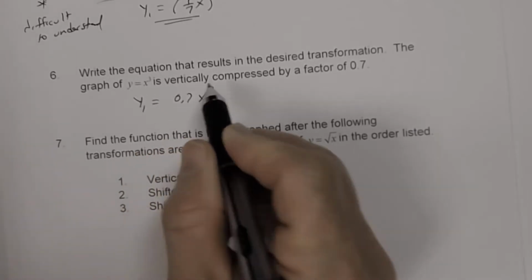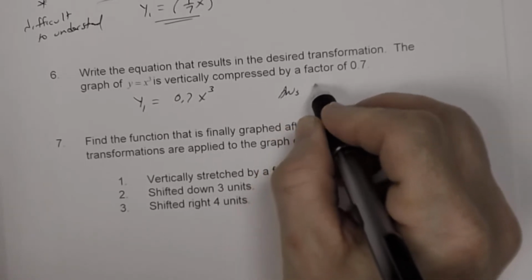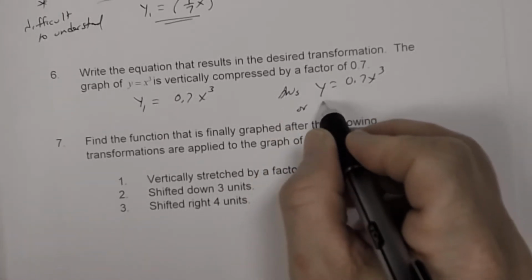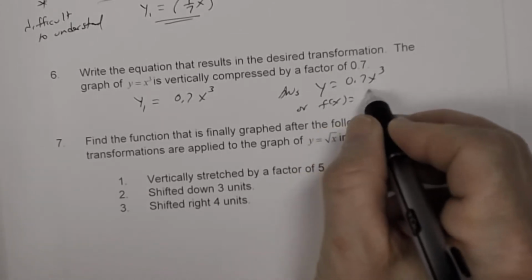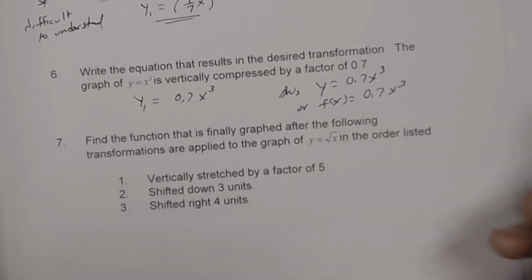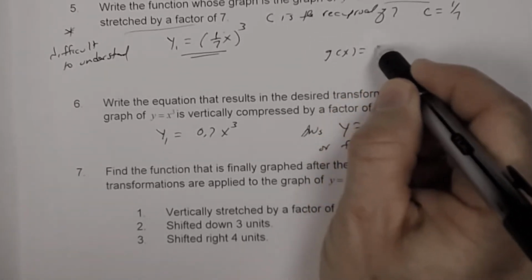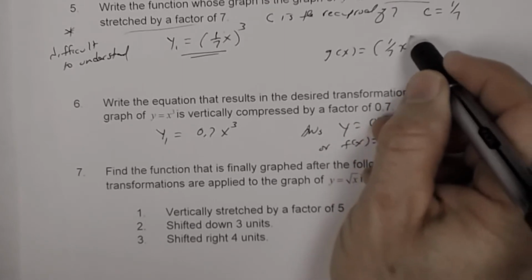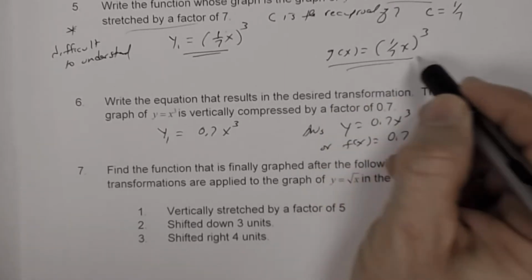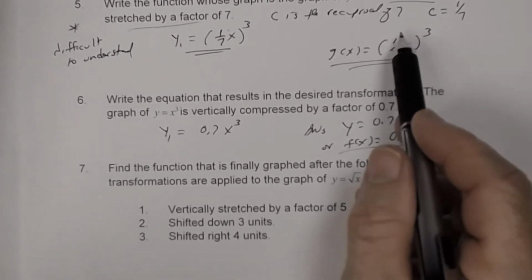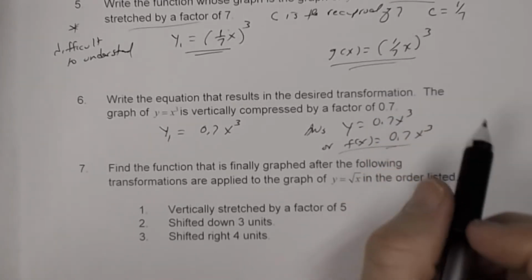0.7 x cubed. And so your answer, you could say y equals 0.7 x cubed, or you can write it in function notation, f of x equals 0.7 x cubed. Same thing here. I just didn't put it in function notation. You could say g of x equals 1/7 x cubed. Okay? Now be careful. Remember, the 1/7 times x is inside that parentheses, and that's being cubed.